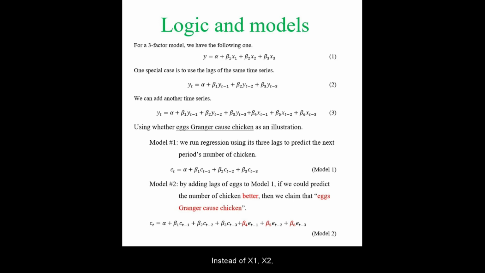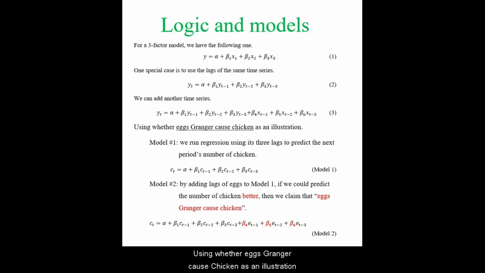Instead of x1, x2, x3, we have lag 1 of y, lag 2 of y, and lag 3 of y. So t minus 1, t minus 2, and t minus 3. We can also add another time series, lags of another time series. This is equation number 3. So we have extra beta 4, beta 5, and beta 6 to estimate. 3 lags from y and 3 lags from x.